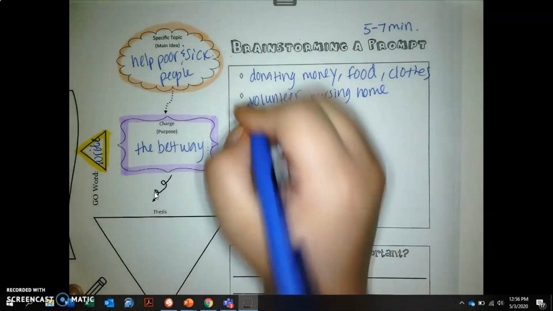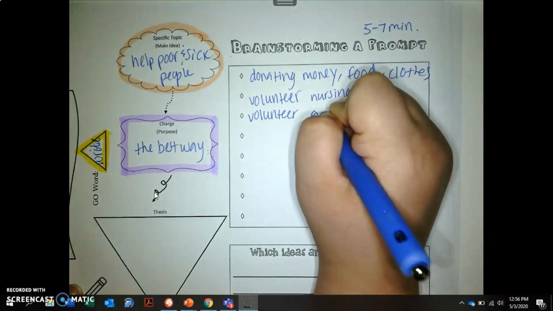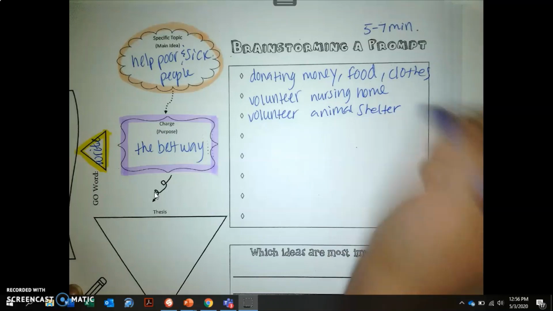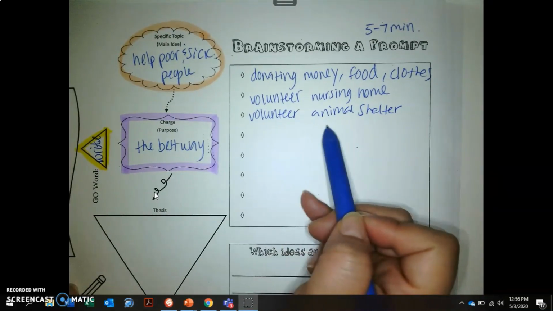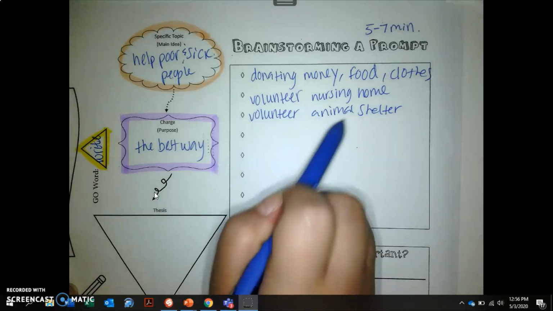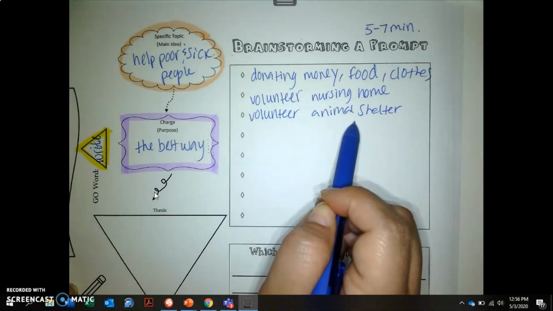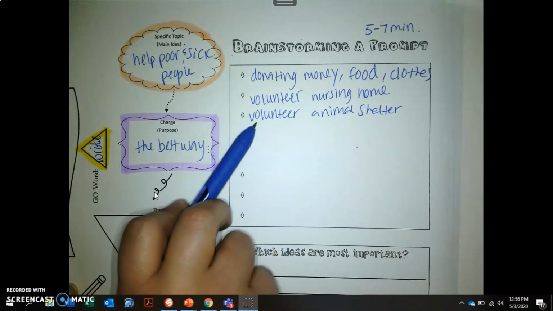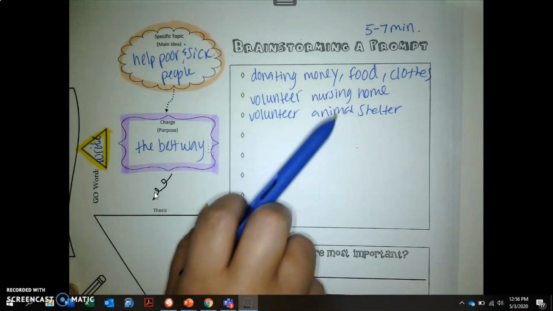We could also volunteer at an animal shelter, because the people that work at the animal shelter, they need a lot of help, right? So this is one way we can help them, because some animal shelters actually don't make a lot of money and they rely on volunteers and people donating money. So this is one way we can help.